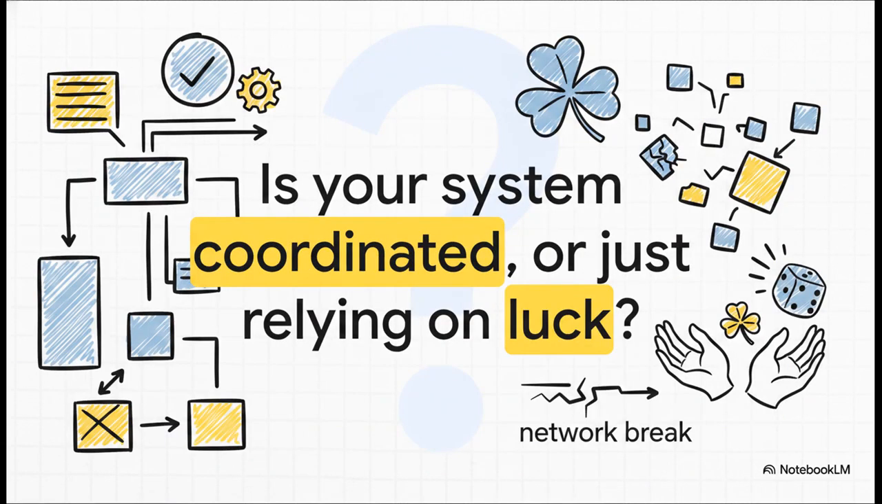So I want to leave you with this to chew on today. Take a hard look at the systems you're building or studying right now. Are they genuinely coordinated using consensus, or are you just sort of relying on luck, crossing your fingers, and hoping for the best when the network inevitably breaks?